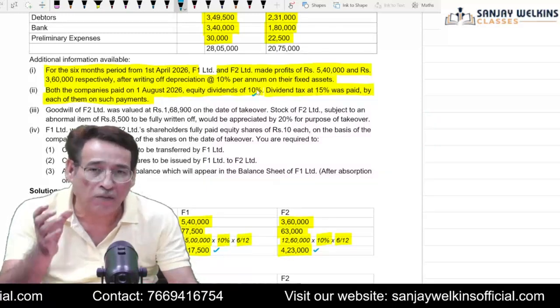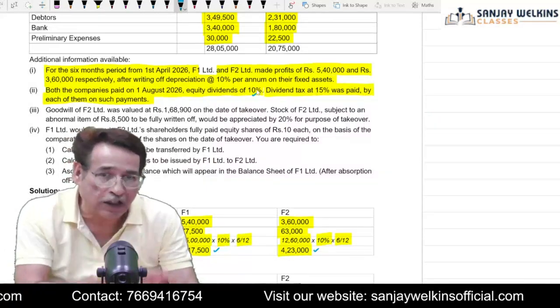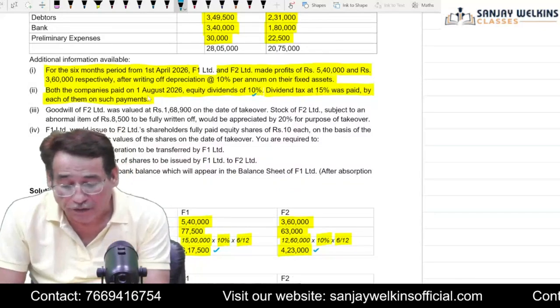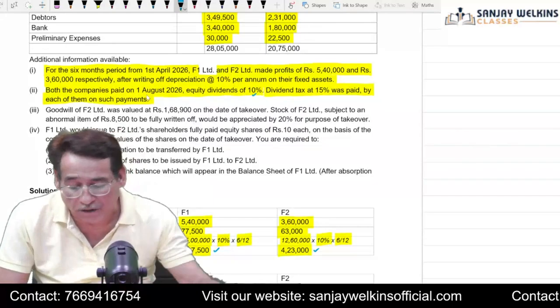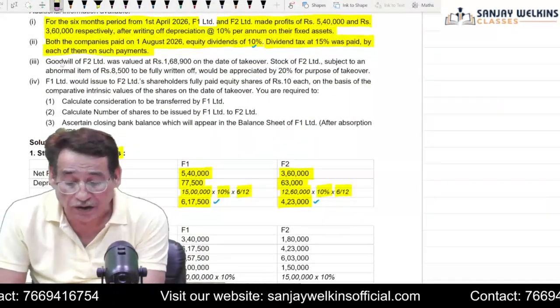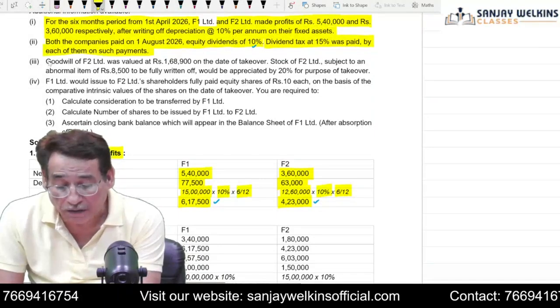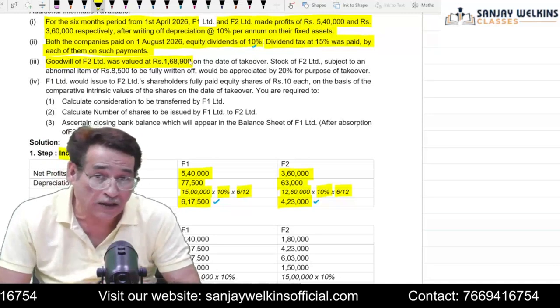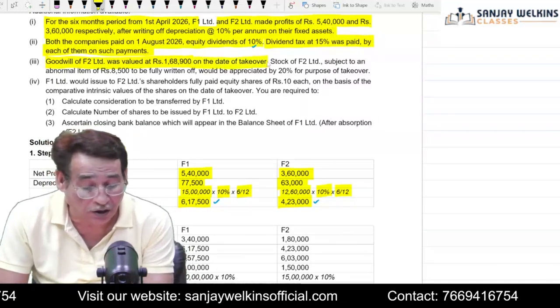Correct? Suppose the dividend amount is 2 lakh. I will compute 15% of 2 lakh to know the amount of dividend tax. What will be the treatment and where we are going to use it, I will let you know in a short while. Further, it is given goodwill of F2 Limited. Goodwill of F2 Limited was valued at ₹1,68,900 on the date of takeover.